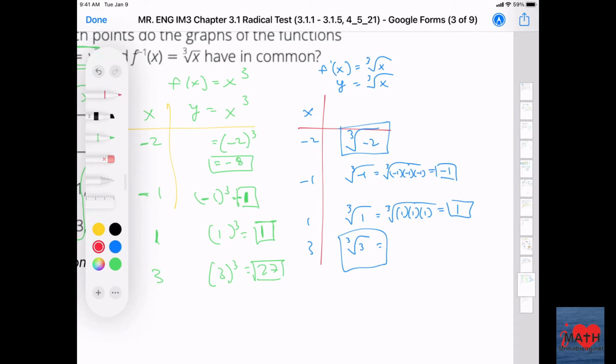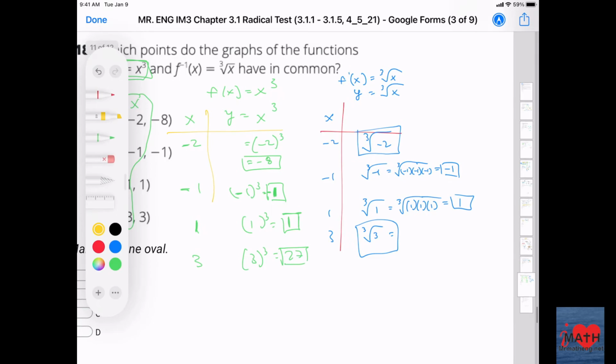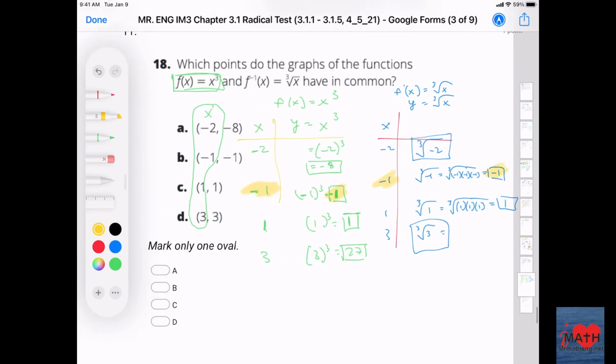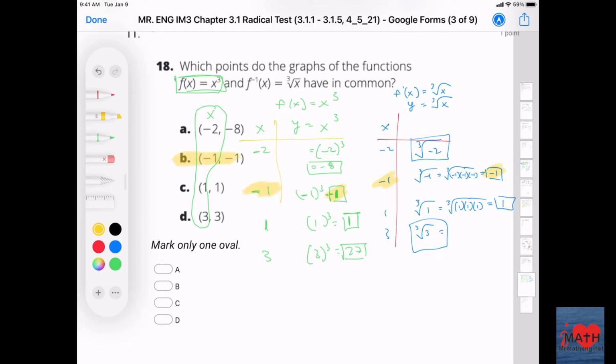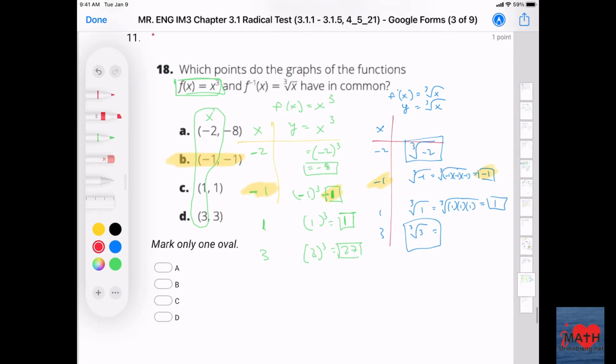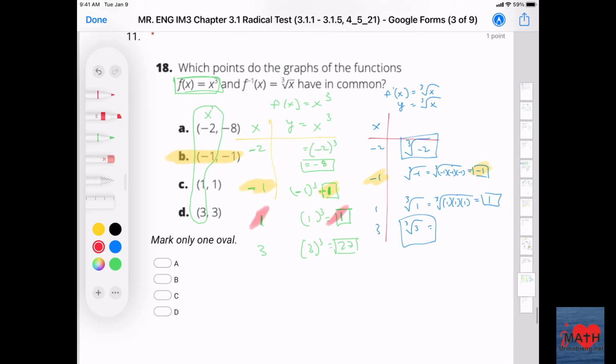Okay, so let's take a look at what we have here. -1, -1. -1, -1. That matches. So B. And look at that one. 1, 1. 1, 1. So your choices for number 18 are B or C.